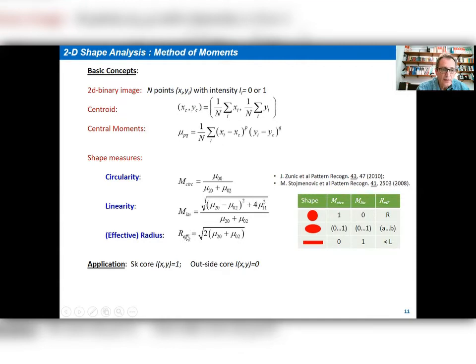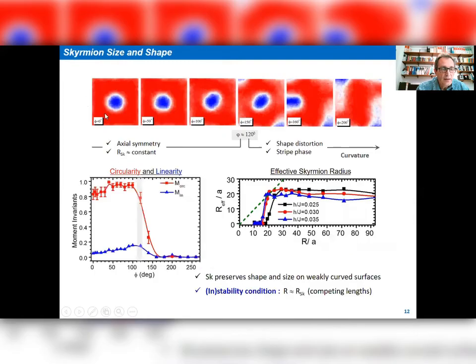Also, we have calculated an effective radius, which is twice the radius of gyration, and it coincides with the actual radius of the skyrmion if this is circular, and it gives a value lower than the radius if you have something which is not circular. And here are the results for a planar system that hosts initially a single skyrmion.